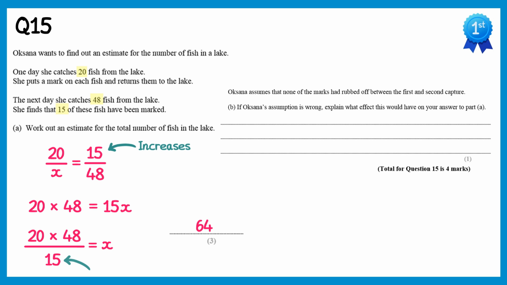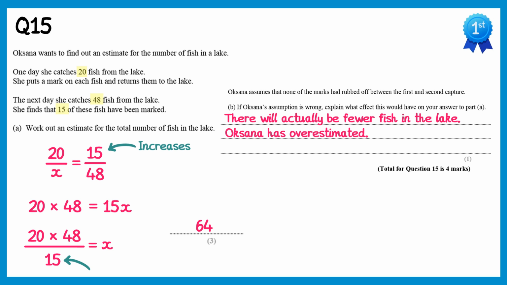If you increase the 15 and do the calculation, you're dividing by a bigger number, which gives you a smaller answer, so x could actually be smaller. So we could say that there will actually be fewer fish in the lake. Or you could say Oksana has overestimated.